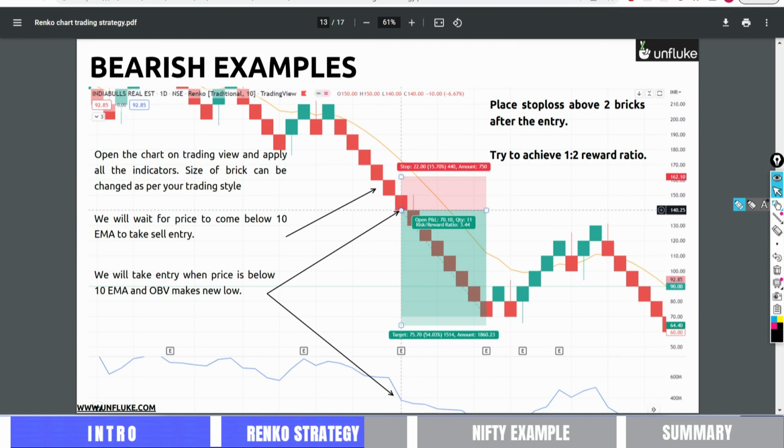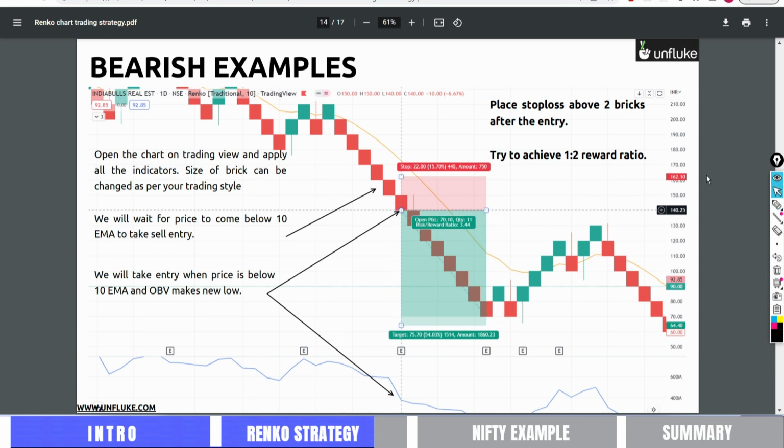Let me show you some examples on the bearish side now. So now what I'm looking for is a red RENKO, but apart from the red RENKO, I want the OBV to be lower than the previous level. So it's lower than the previous level, and it is below the EMA. So I can go for the entry here. I can put my stop loss 2 or 3 bricks above, and I can go for a 1:2 trade, and you can see I've got a good profit.